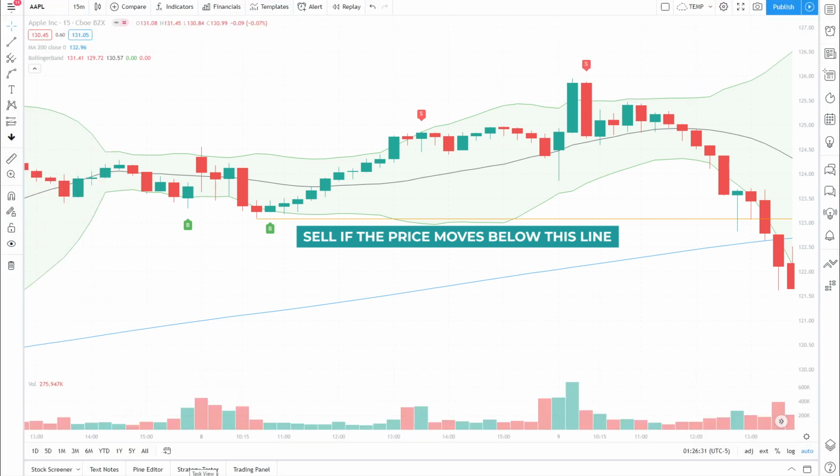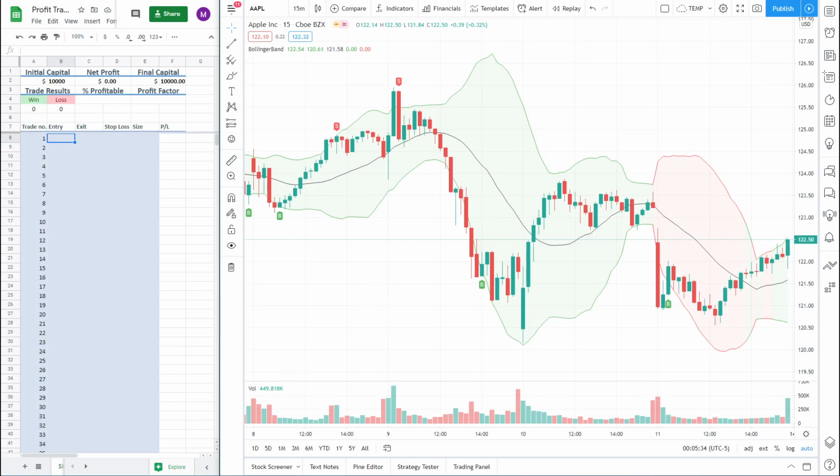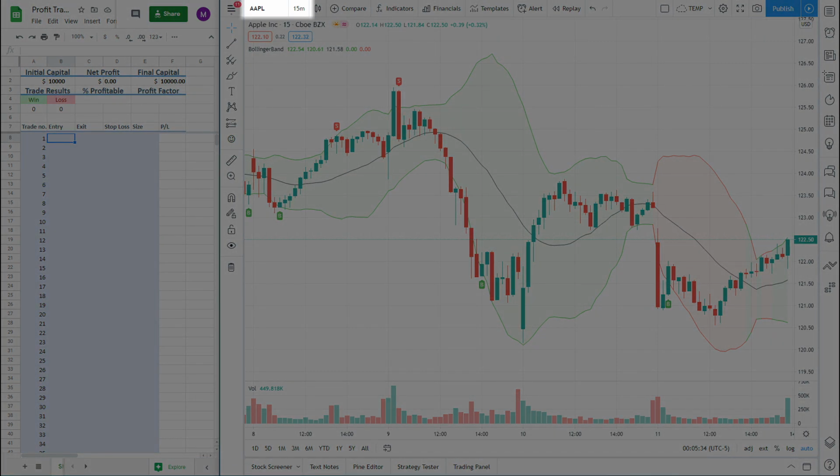Now that we have our buy and sell signals and we know where to place our stop losses, our Bollinger Bands mean reversion trading strategy is complete and we are ready to backtest it to see what results we get. For the purposes of this video, I am going to backtest this strategy 100 times using signals from the 15-minute time frame chart of the stock Apple, which is traded on the Nasdaq exchange.